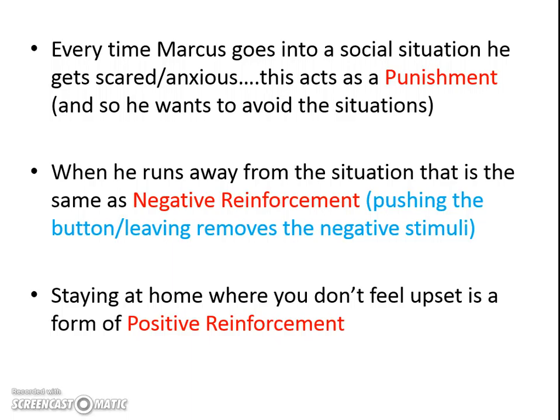It would be the same thing with Little Albert if he kept going with his phobias. Every time he's near a rat, he feels anxious, so he avoids any sort of white fluffy objects and things like that. When he runs away from the situation, that's a negative reinforcement. Remember, for negative reinforcement, we electrocute the floor of a cage of rats or mice until they press the button. By pressing the button, it gets rid of that negative stimulus. The same thing's happening here. The negative stimulus of anxiety is gotten rid of by avoiding the situation.